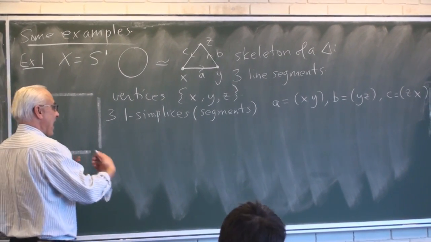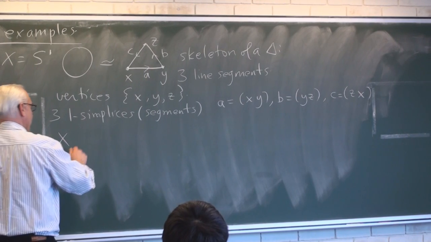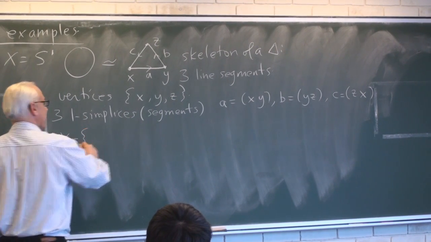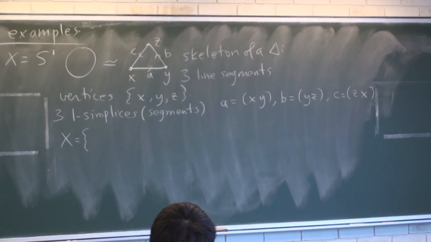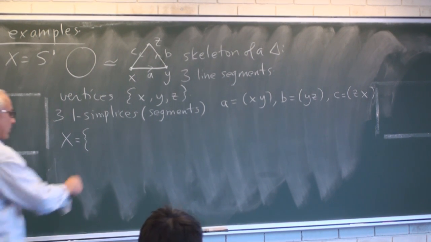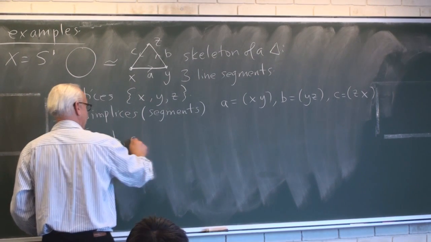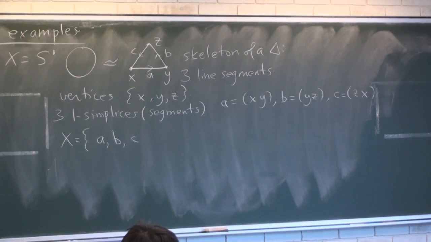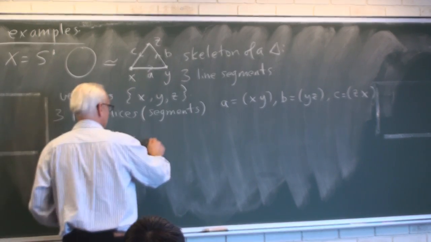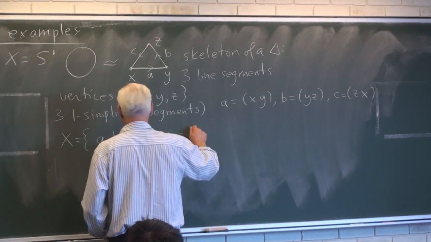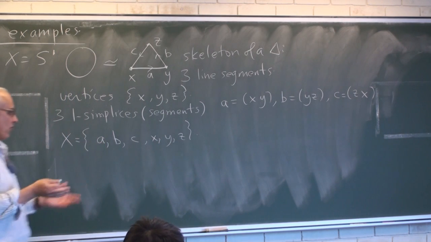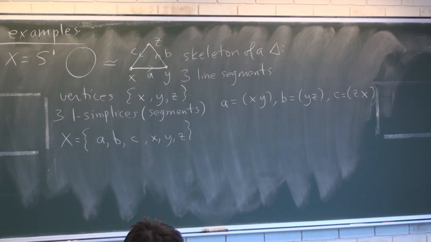So the actual object X, if we had to write it out as a set, would consist of the three simplices A, B, and C, together with all subsimplices, namely the vertices x, y, and z. So those are all the simplices that are appearing in this story. Some one-dimensional ones and some zero-dimensional ones.